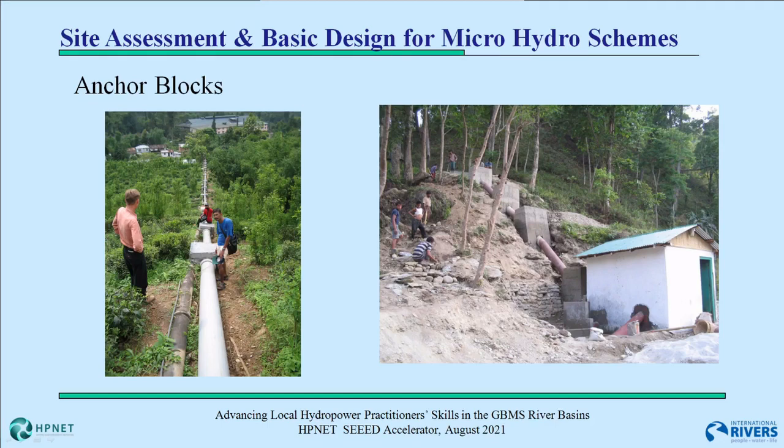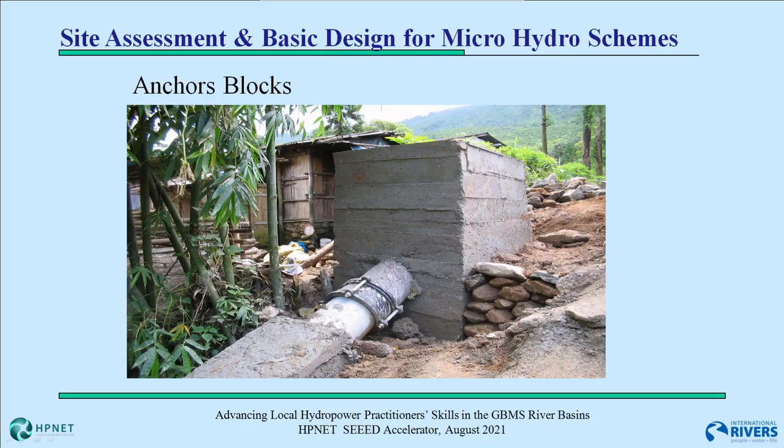Anchor block is an encasement of a penstock designed to restrain the pipe movement in all directions. Anchor blocks should be placed at all sharp horizontal and vertical bends, since there are forces at such bends which will tend to move the pipe out of alignment.